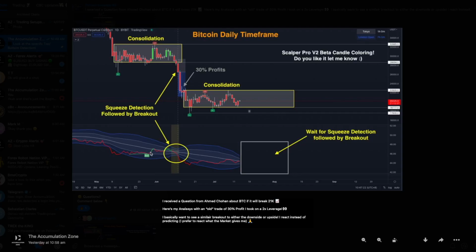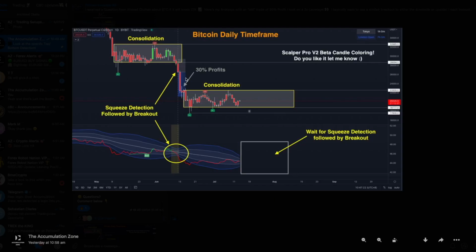So for example, here we had this little green upwick here on the Scalper Pro, and we see it also changed the candle colors. So basically how I like to use it is as a replacement for Heikin Ashi with real-time live price data. So you don't have to look at Heikin Ashi charts to figure out if we are in a downtrend or in an uptrend.